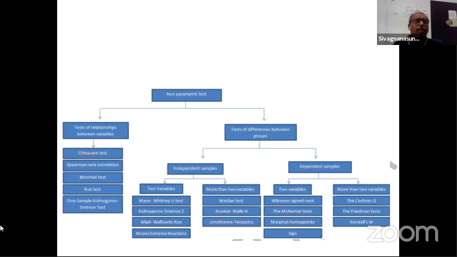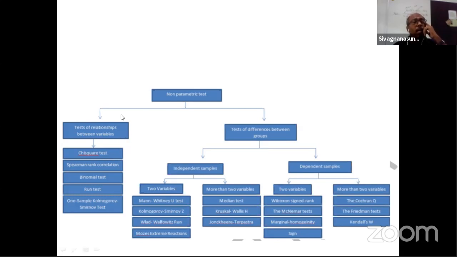So these are all tests of relationship between variables, under which we have seen chi-square. The remaining you can explore on your own. I'm just giving you an insight. Because of time constraints and other things, we cannot do all the tests. So I'm giving you the complete picture of what non-parametric tests are available. We may not do all; I'm giving you selectively the ones which are predominantly used.